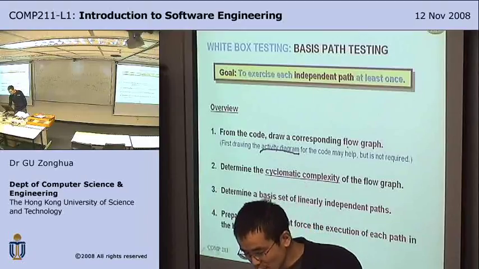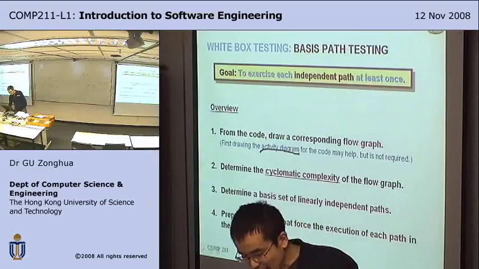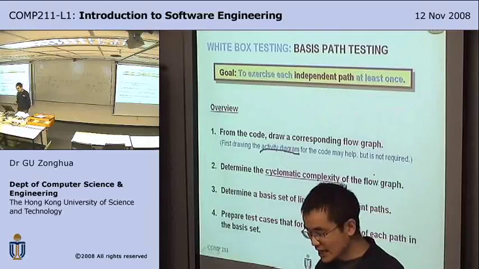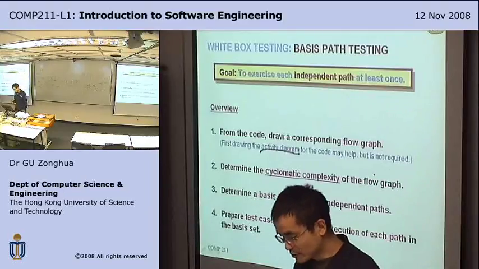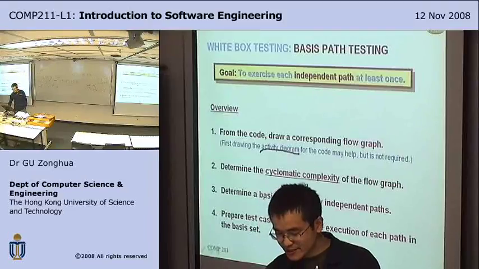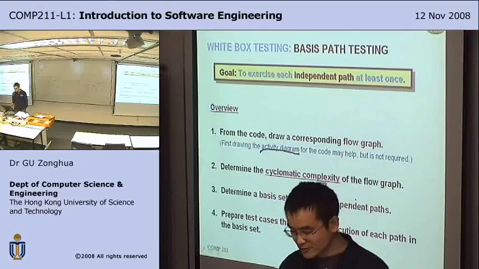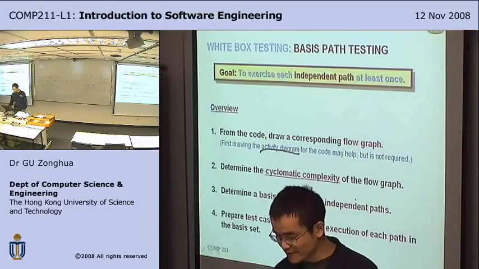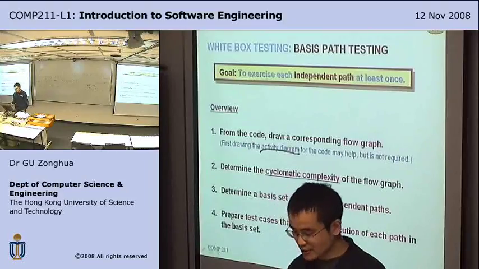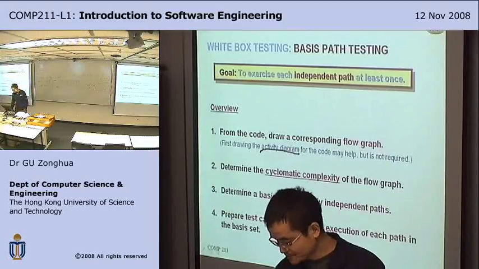So draw the flow graph based on the activity diagram, or perhaps draw it directly, and determine the cyclomatic complexity of the flow graph. This is the graph theoretical concept to help you to design the basis path tests. Determine a basis set of linearly independent paths which should be equal to the cyclomatic complexity in terms of the number of paths. Prepare test cases that force the execution of each path in the basis set. And finally compare the results.